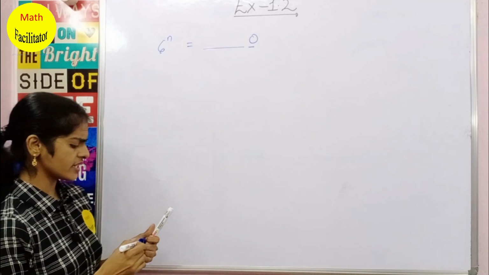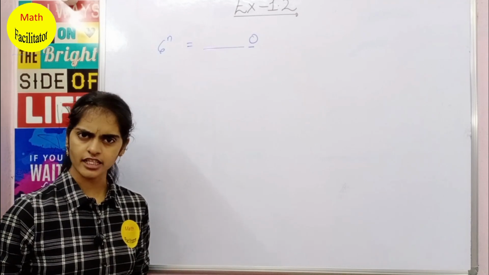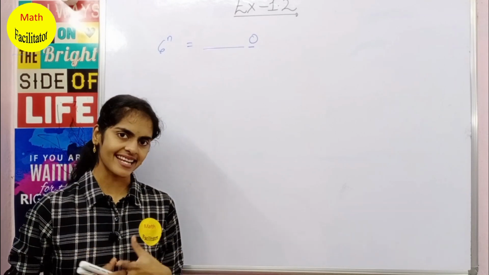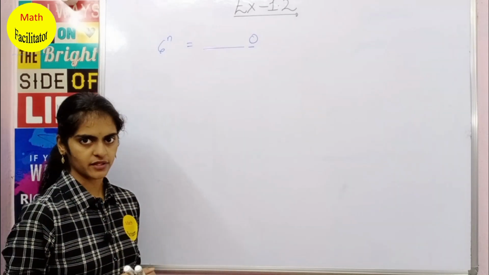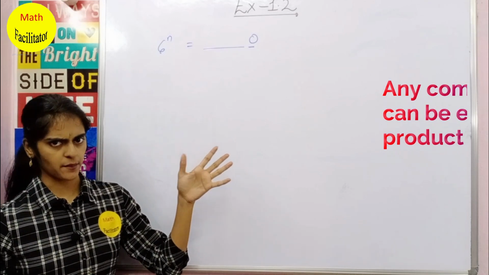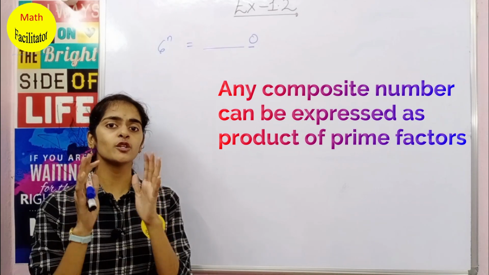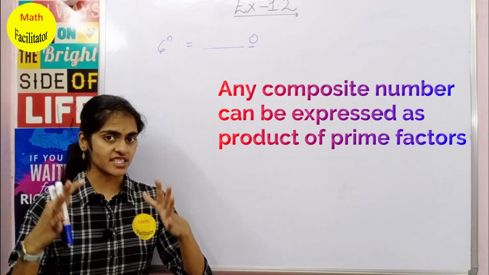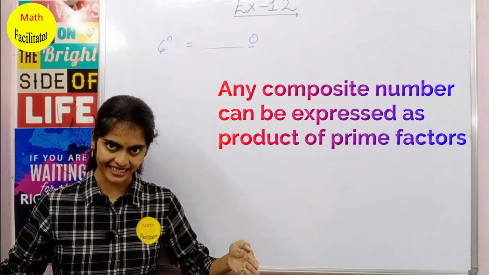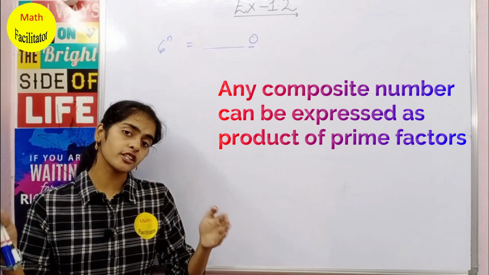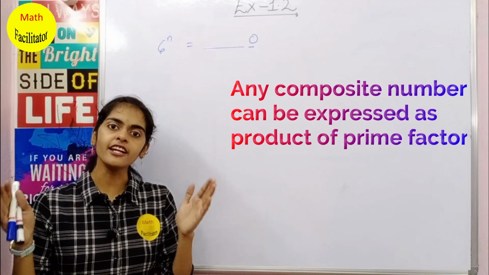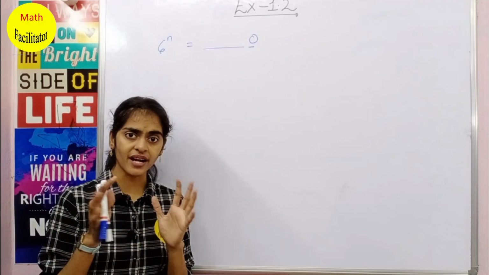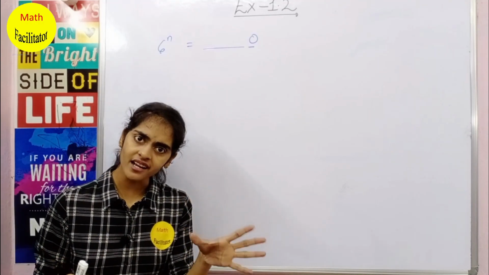So now you have learned the fundamental theorem of arithmetic. What does it state? It states that any composite number has a unique prime factorization. A composite number can be expressed as a product of prime factors, and those prime factors are unique. That means the order may be different, but the prime factors which you get are unique.